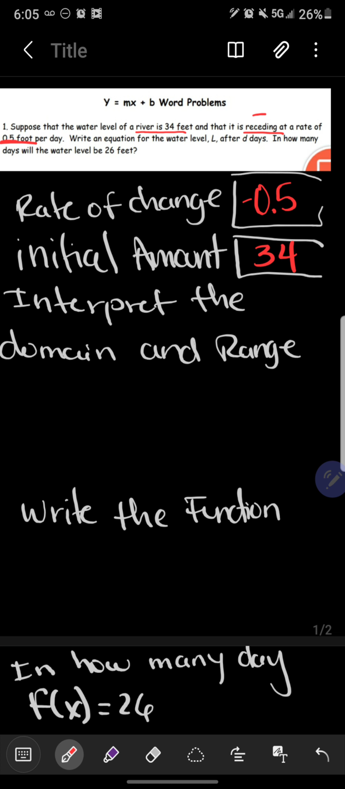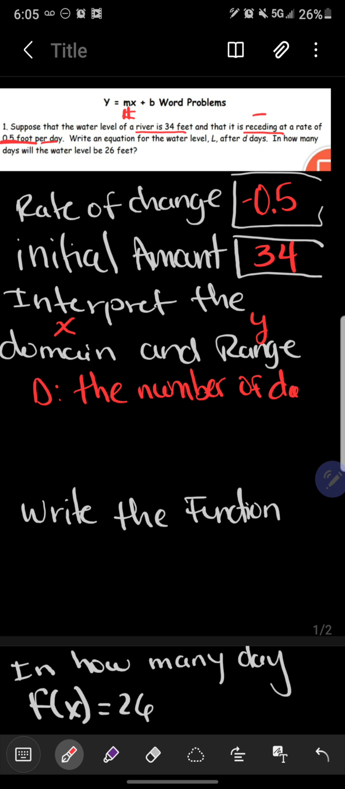Now, we're going to interpret the domain and the range. Notice here that the number that is my rate of change is sitting next to the domain x. Remember, the domain is x and the range is y. Okay, so the domain is always, when I find the rate of change, somewhere close to that number, 0.5, that's also what the domain represents. And in this case, D represents, as you can see, the number of days. So the number of days, that will be my answer.